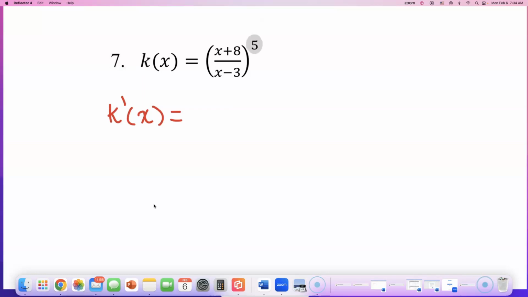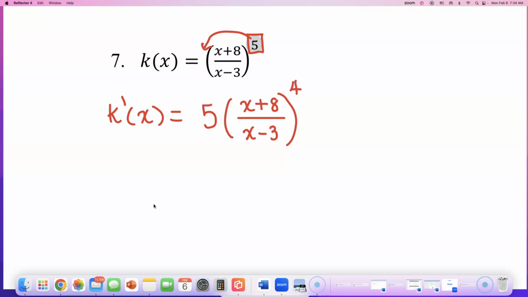Bring down this 5 to the front. We will have 5 times. Keep everything inside the same, okay? You don't change anything inside when you are taking the derivative of the outside function. The exponent does go down to what number? 4. Now don't stop there. This is only half of the chain rule, right? You will now need to multiply this. And I will write that down.